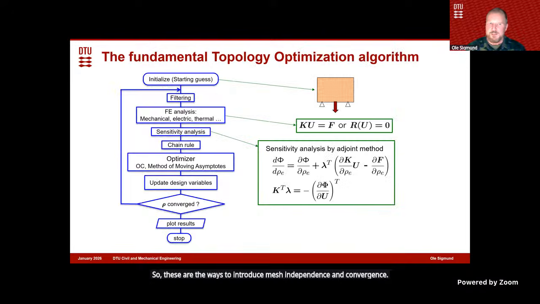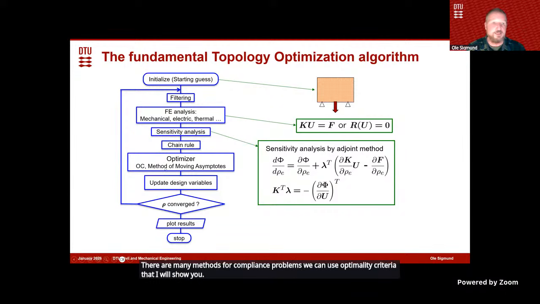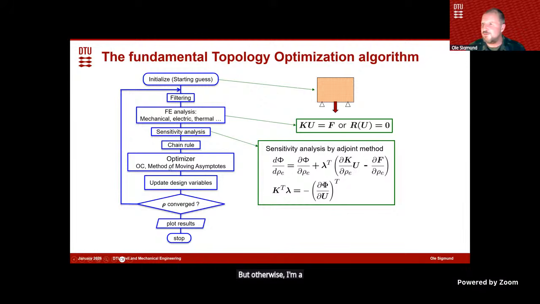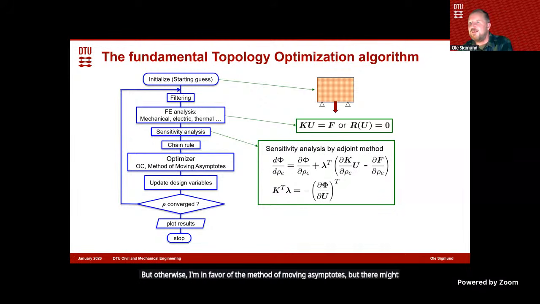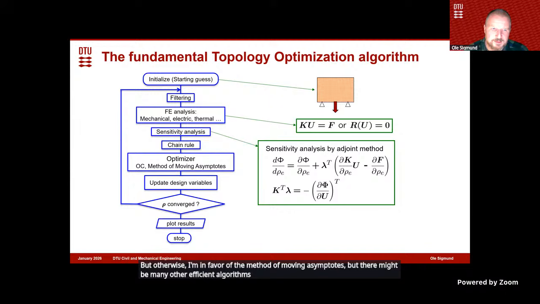So now we have the algorithm that we can solve and implement in our finite element procedure. I haven't discussed the optimizer, so based on the computed sensitivities, we update the design variables. There are many methods for compliance problems. We can use the optimality criteria that I will show you, but otherwise I'm a favor of the method of moving asymptotes, but there might be many other efficient algorithms that are good for large-scale problems, and I will not get into that in this lecture.